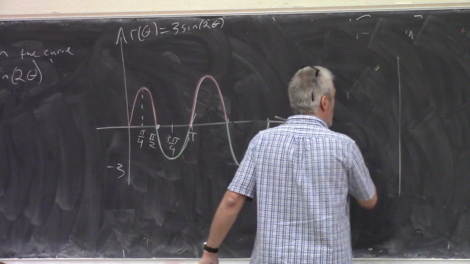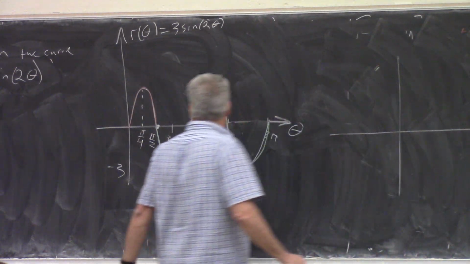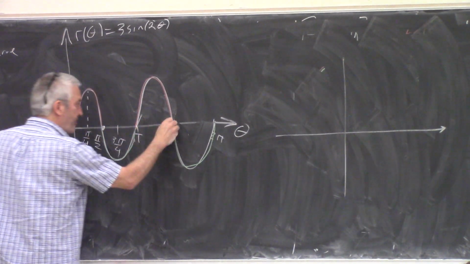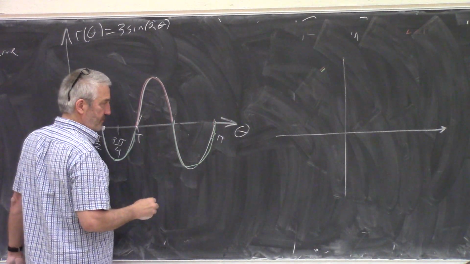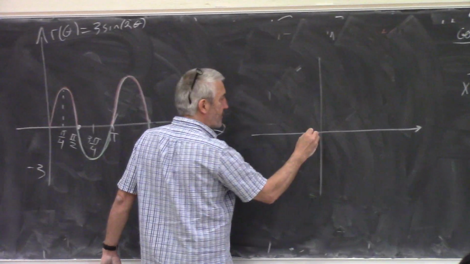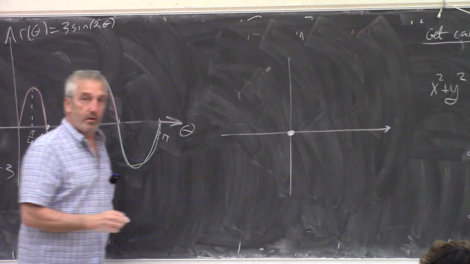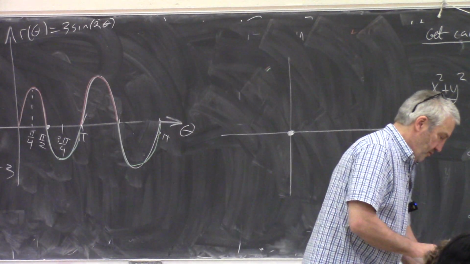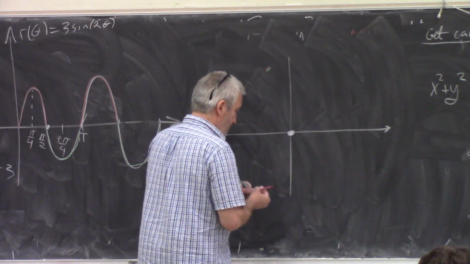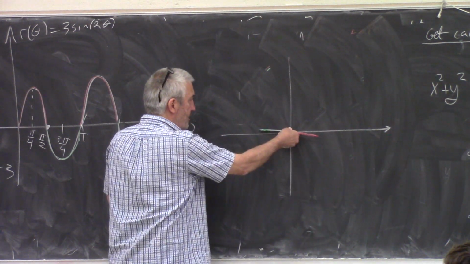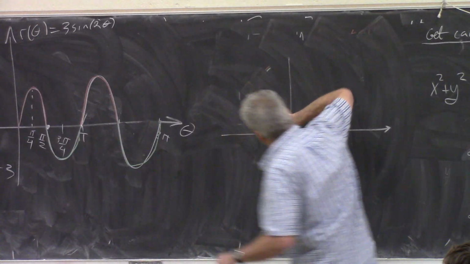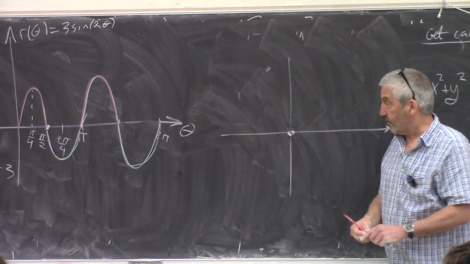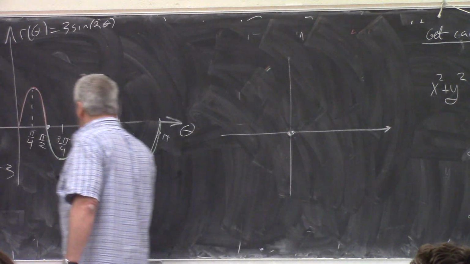So let's make our graph. Well, first of all, notice at theta 0, pi over 2, pi, 3 pi over 2, and 2 pi, at all those angles, we're going to be at the origin. So when we're here, here, here, and here, and back to here, all those times we're going to be at r equals 0. So what's going on here?